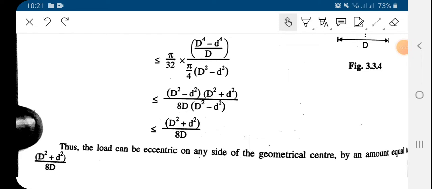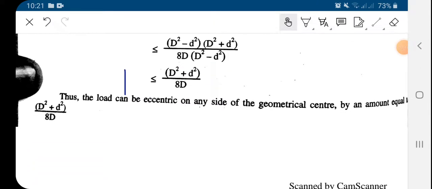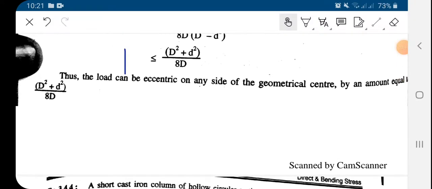It looks like that: a⁴ − b⁴ is equal to (a² − b²) into (a² + b²), or we can say a² − b² is equal to (a − b) into (a + b). By using that formula, we can convert it, and we will get our final condition as (D² + d²) divided by 8 into capital D. So the load must be applied within this limit so that there will be no tension anywhere in the section.